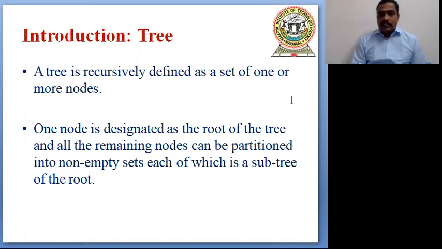So initially, what is a tree? A tree is recursively defined as a set of one or more nodes. So here one or more nodes are recursively defined with the set of nodes. One node is designated as the root of the tree and all other remaining nodes can be partitioned into non-empty sets, each of which is a subtree of the root.